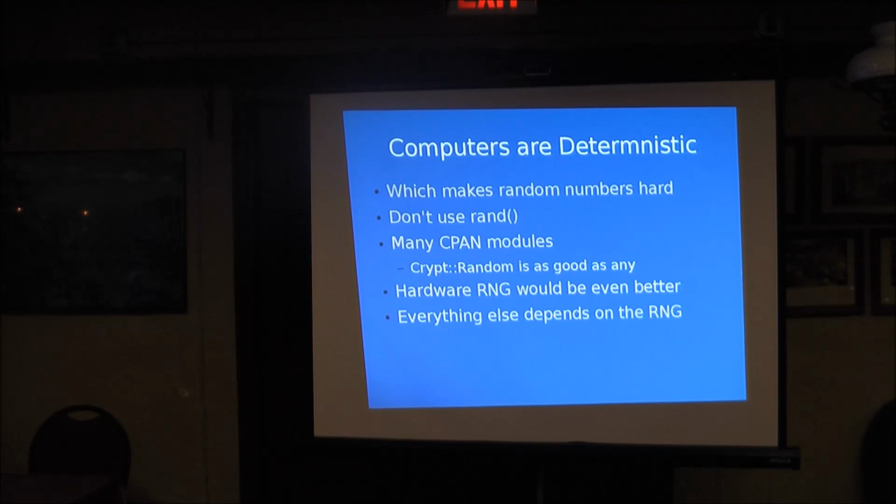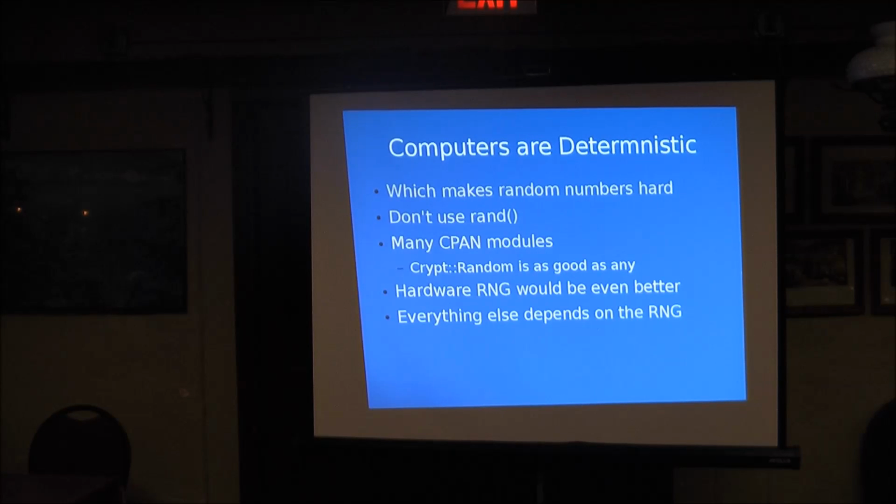So the trouble with random numbers is computers are very, very deterministic machines. And that makes randomness very, very hard. And the first big thing that you need to know is to never use the rand function. This is just part of the standard C library, and of course it's in Perl as well, along with most of the standard C library. We'll show an example of why that's so problematic in a bit. But there's many different CPAN modules that will give you a good random number that will work across different platforms. Crypt Random is as good as any. You can find a few other different ones out there.